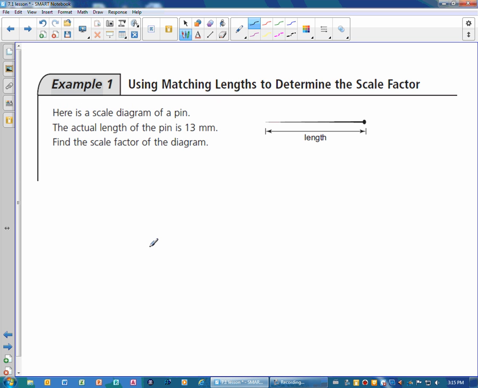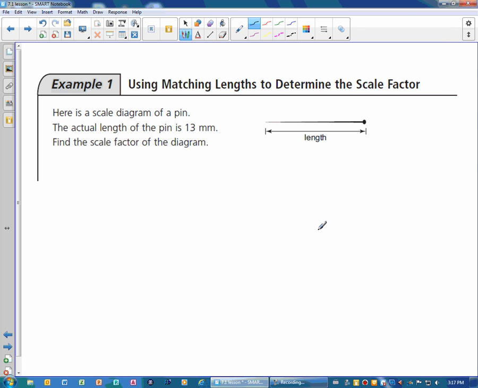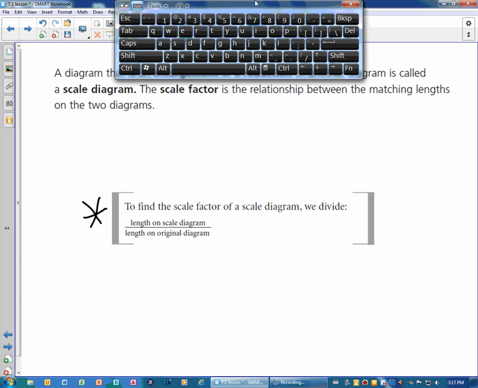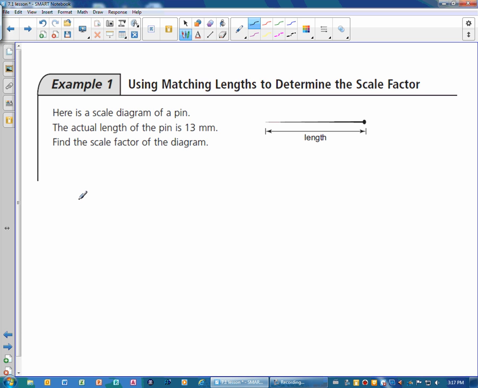All right. So example number 1 says, here is a scale diagram of a pin. The actual length of the pin is 13 millimeters. Find the scale factor of the diagram. In order for us to find the scale factor of the diagram, remember what we just talked about. We need to take the length on the diagram divided by the length on the original. So diagram over original.